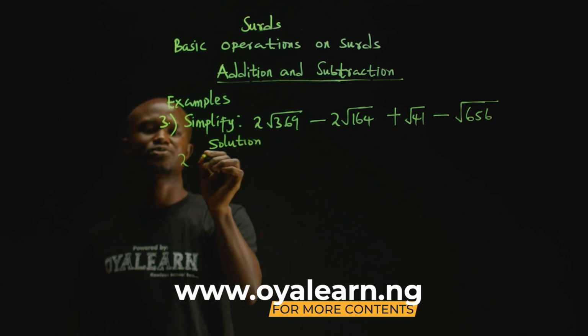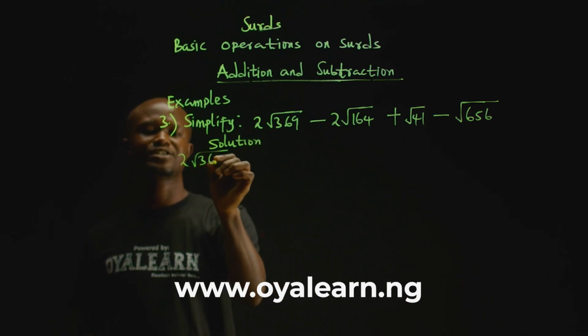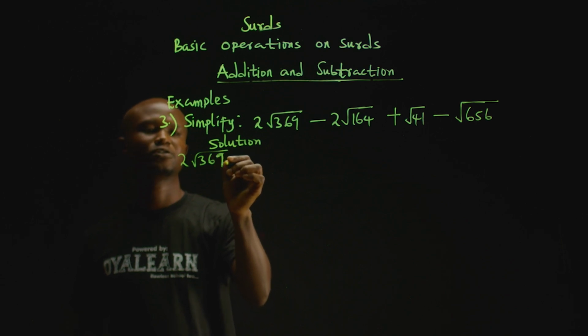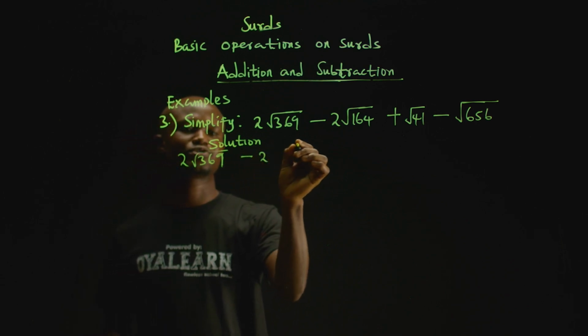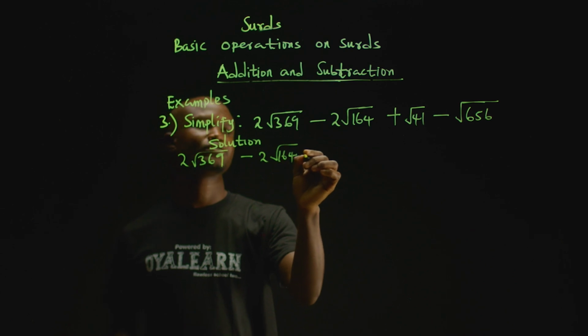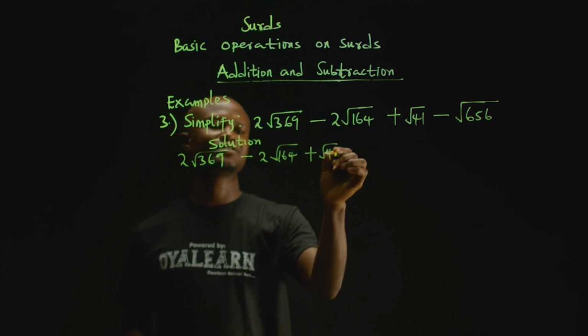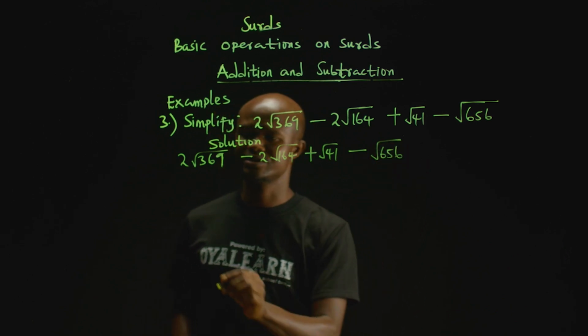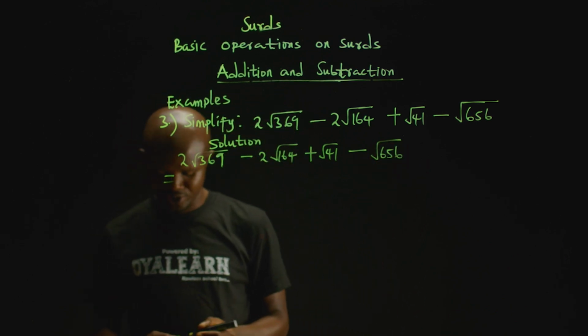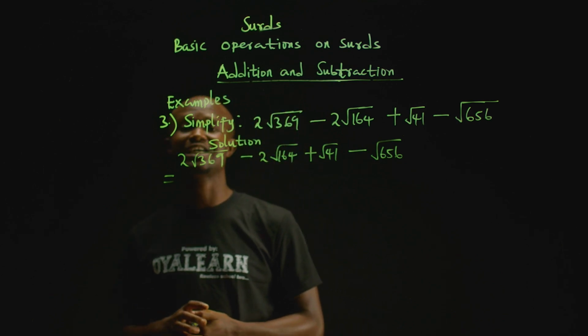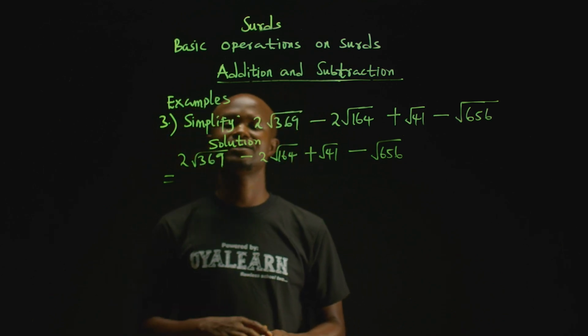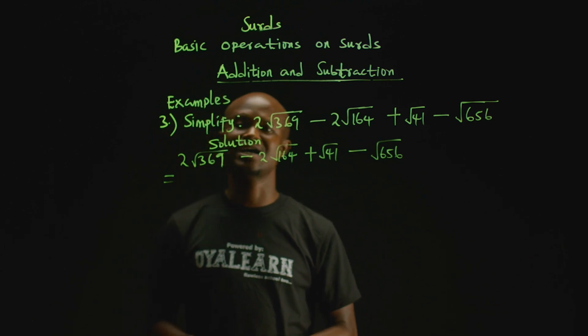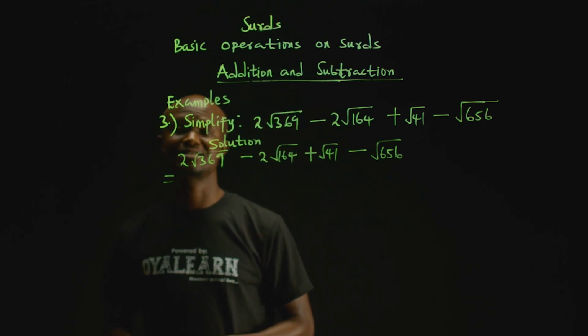We have 2 root 369 minus 2 root 164 plus root 41 minus root 656. Now the first thing to do is to get the highest perfect square number in 369, and that is 9.